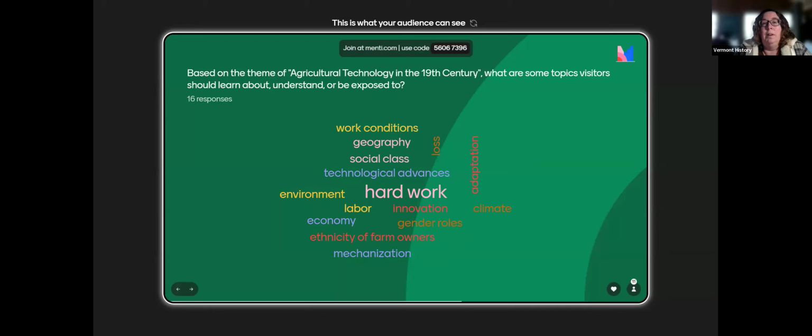So if you were to take any one of these words or ideas and work with an interpretive lens, what kind of artifact do you think you'd choose? And this is something for you to put in the chat or to unmute yourself, raise your hand. What kind of artifacts would speak to some of these topics or these ideas you want people to learn about?